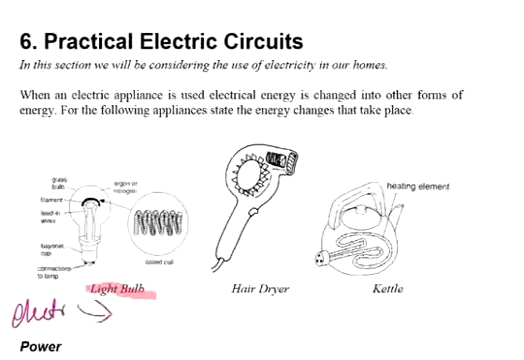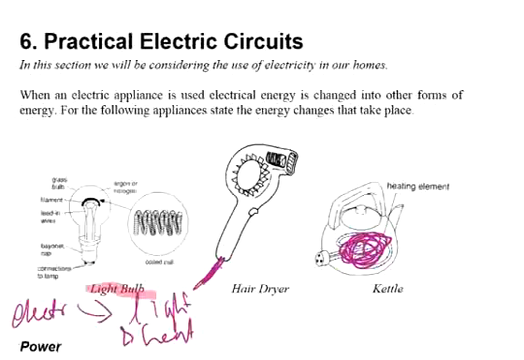to light and heat. Okay, those are the energy conversions. Hair dryer, of course, it comes from electrical energy, and then it will become heat energy and kinetic energy, and also sound energy. Electric kettle, electrical energy to heat energy. Oh yeah, basically it's just heat energy. Yeah?